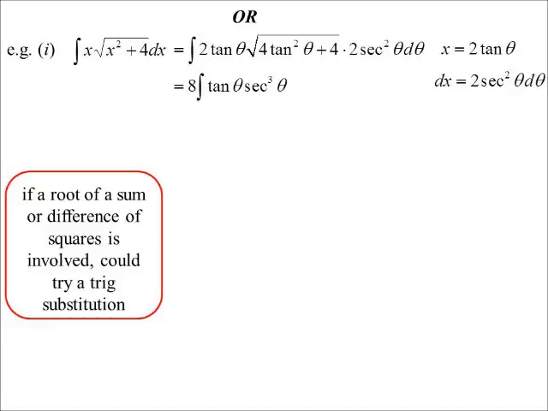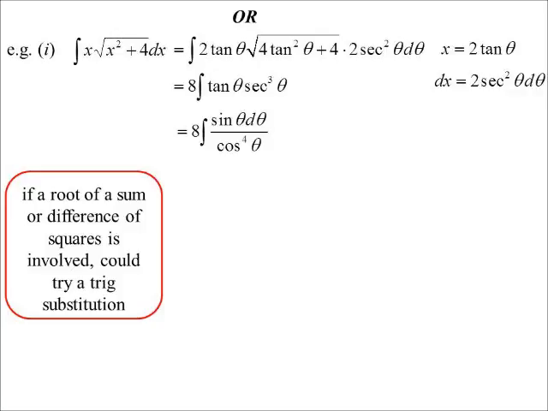I've got tan theta times tan squared plus 1, which we said was sec squared. Square root of sec squared is sec. Sec times sec squared is sec cubed. Oh, I forgot my d theta. So there should be a d theta there, of course. So 8 tan theta sec cubed theta. Oh my gosh, that looks terrible. Until I change it.